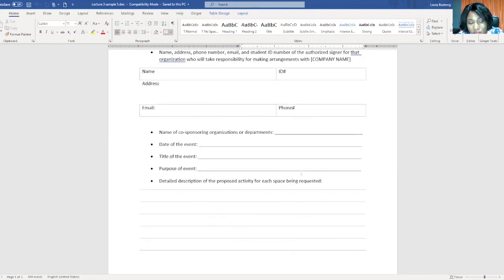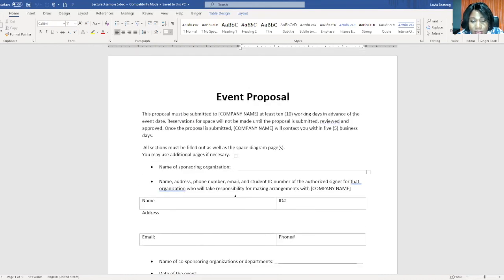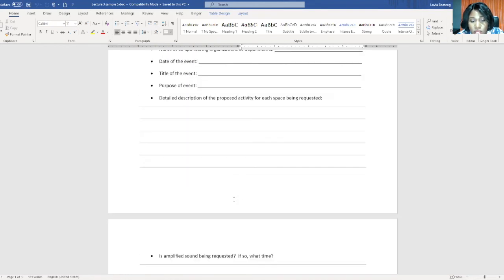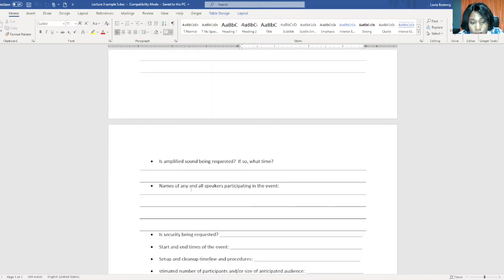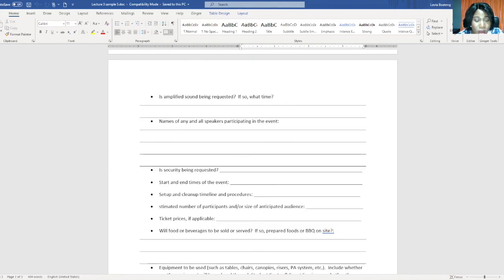Then the date of the event comes, the title of the event, the purpose of the event, and then the detailed description of the proposed activities for each space being requested. So here they are asking for space from the university to put on the event, right? And they have to provide specific details of the event and how it is going to play out, including whether or not there will be amplified sound.